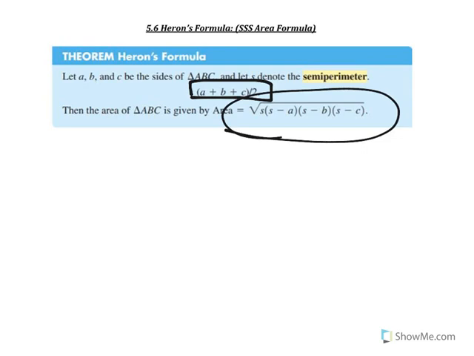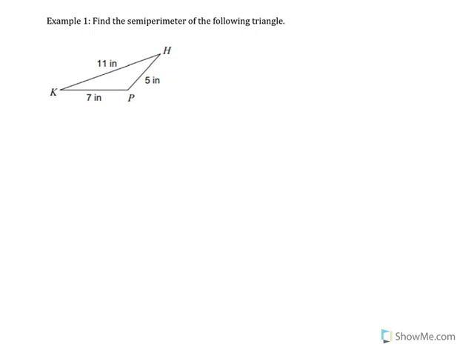Let's focus on the semi-perimeter first. To find it, let's go to our first example. It says, find the semi-perimeter of the following triangle. This is not the area, okay? This is just something that's going to help me find the area. So what is the semi-perimeter? It's often called S. That means you add up the three sides and divide by 2. So if I have a triangle of 7 inches, 11 inches, and 5 inches, I'm going to add these together.